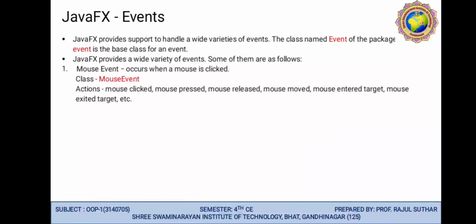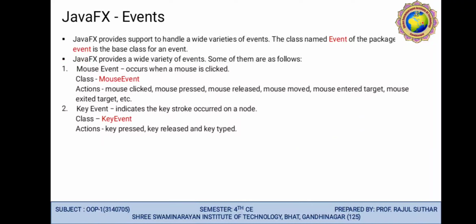We are all familiar with this event, like when we click to perform a particular action. We click the mouse button, either left or right. Here the class is MouseEvent. Actions are mouse click, mouse pressed, released, mouse move, mouse entered target or mouse exited target. These are all the events or actions related to the class MouseEvent.